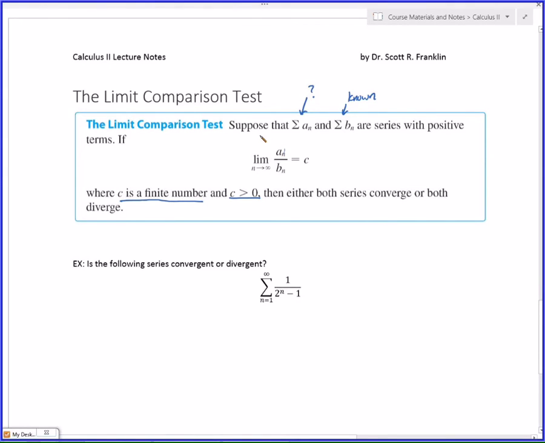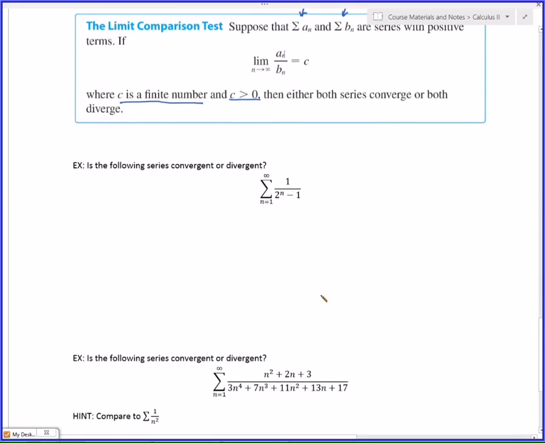If it goes to 0, this test fails. If it goes to infinity or doesn't exist, this test fails. But if you can find one where this goes to a number, then your unknown is going to do exactly what your known does. So like this one down here. Consider this guy, 1 over 2 to the n minus 1. What do you expect it to behave like?